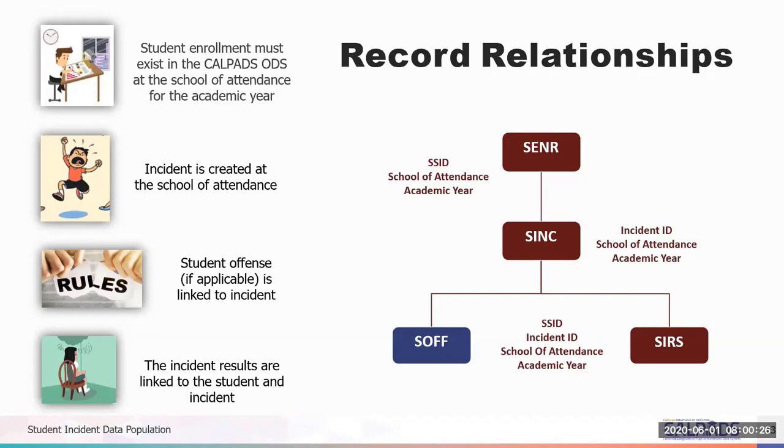One thing to understand is every SINC record requires a results record. However, SOF or student offense records are only applicable if there are offenses to report. There is no relationship or sequence between the SOF and the SIRS. They just have to be reported after the SINC.